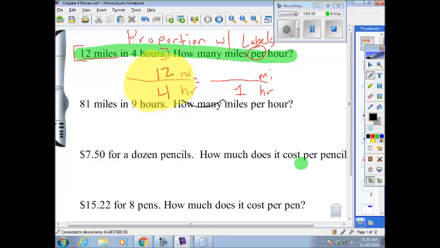What are we doing to our number of hours? Divided by 4, so what do we got to do to our number of miles? That would be 3 miles per hour. Everybody see that? Pretty easy?